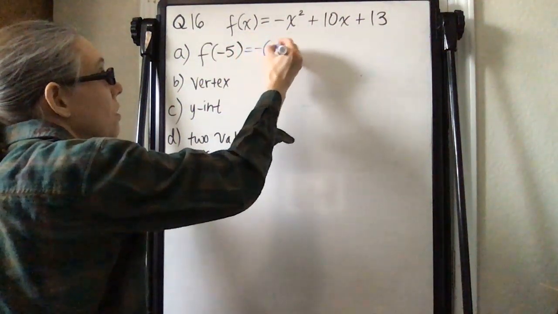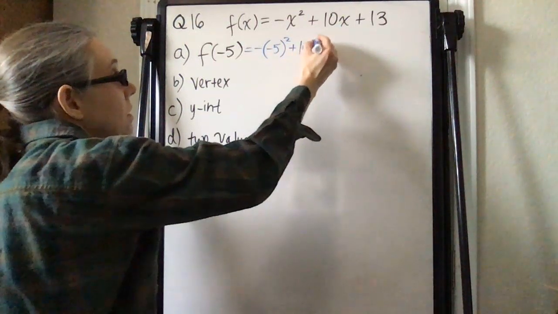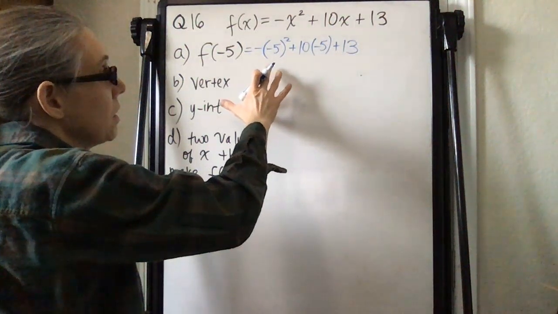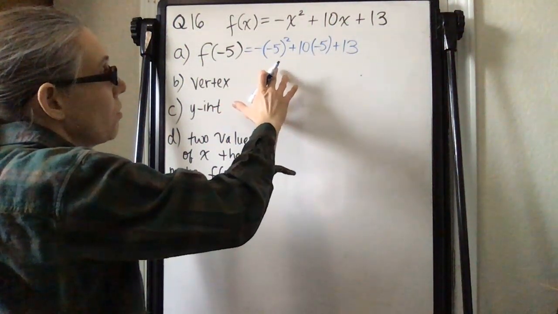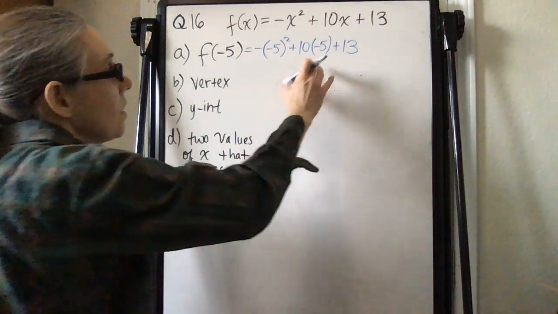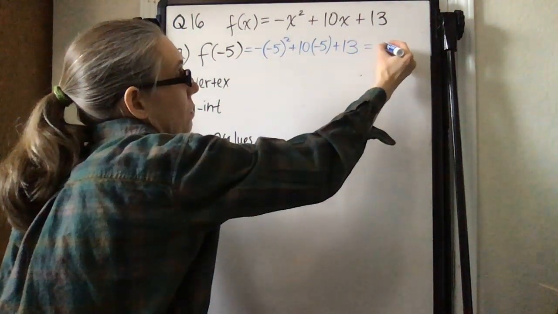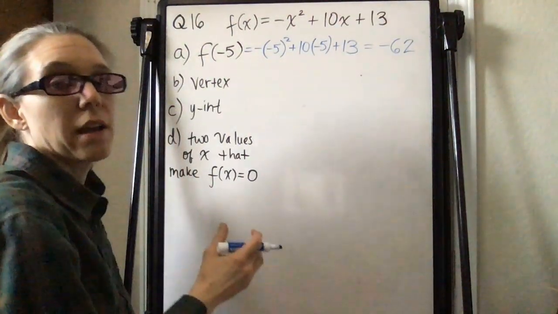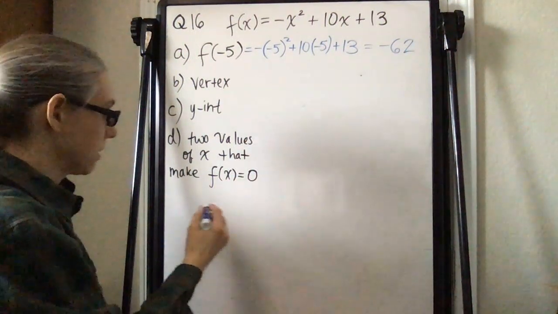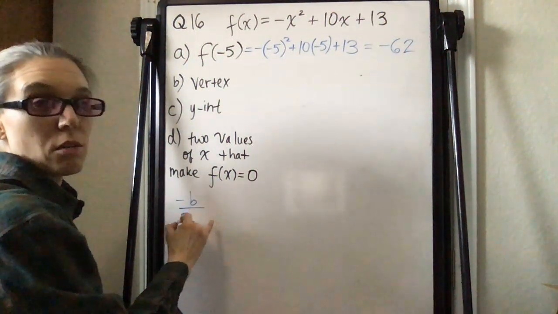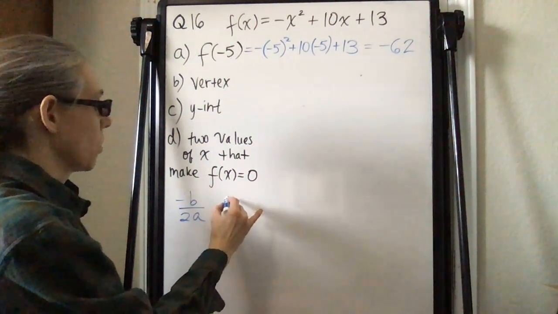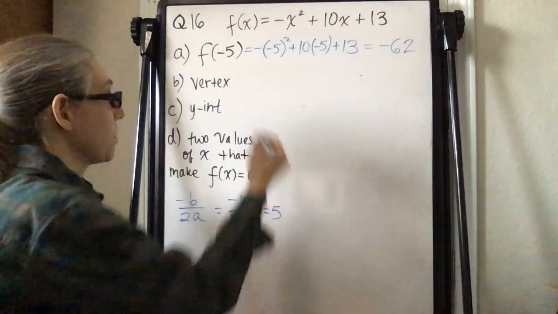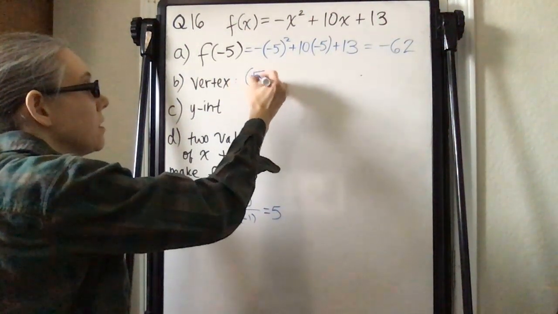So we have negative 5 squared plus 10 times negative 5 plus 13. So this is going to be a negative 25 and a negative 50, which is negative 75. Negative 75 plus 13 is negative 62. Okay, for the vertex, remember that you're going to use negative b over 2a. So we're going to have negative 10 over 2 times negative 1, which is a positive 5. So the vertex is at positive 5.